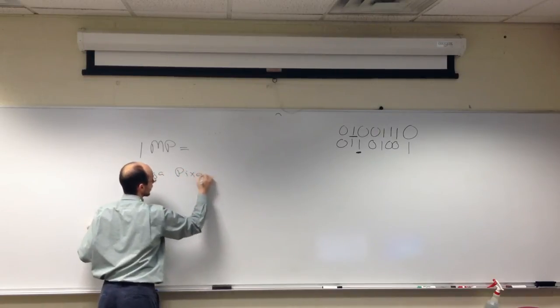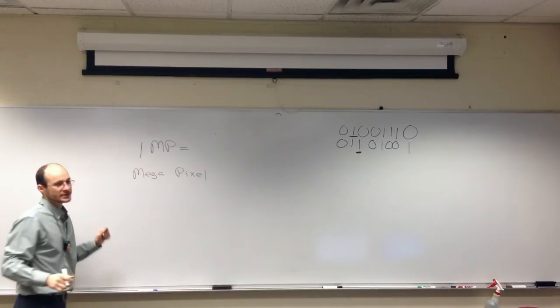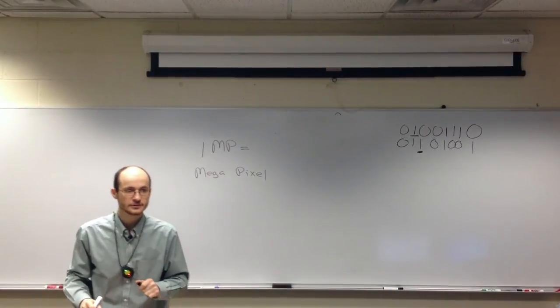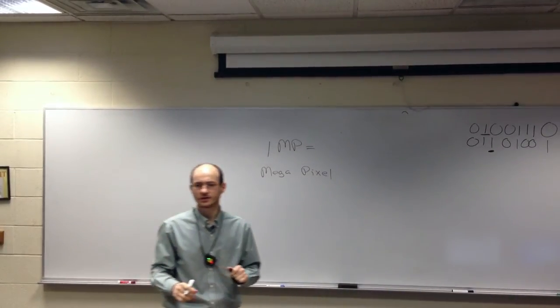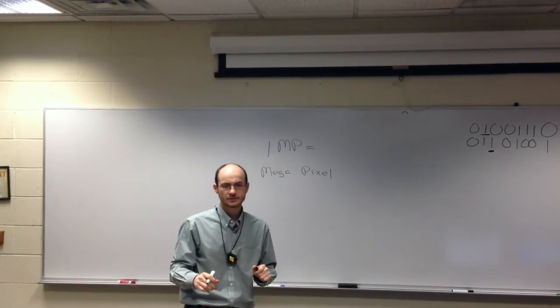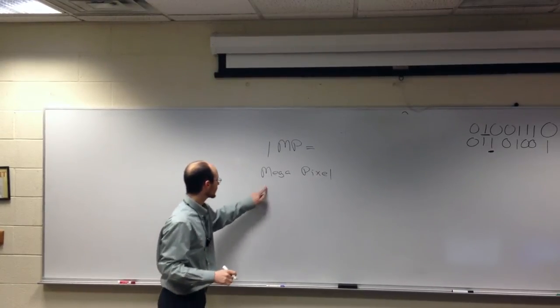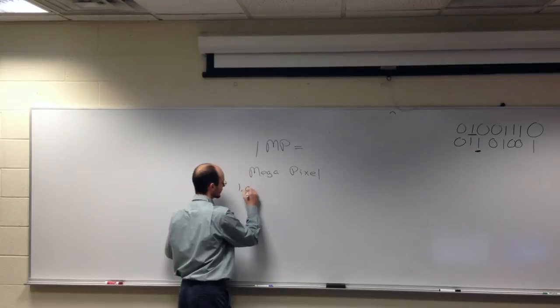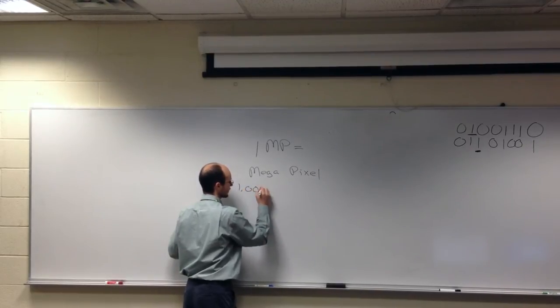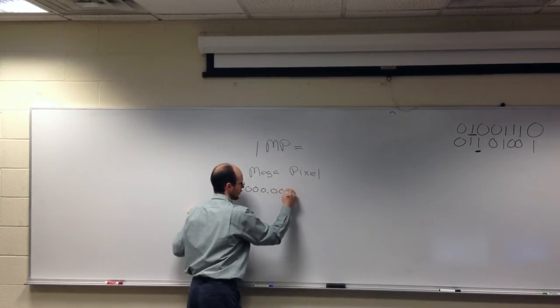Megapixel. We stole this unit from the scientific community. They're usually called SI units, if I remember correctly. Mega is typically referred to as a million.